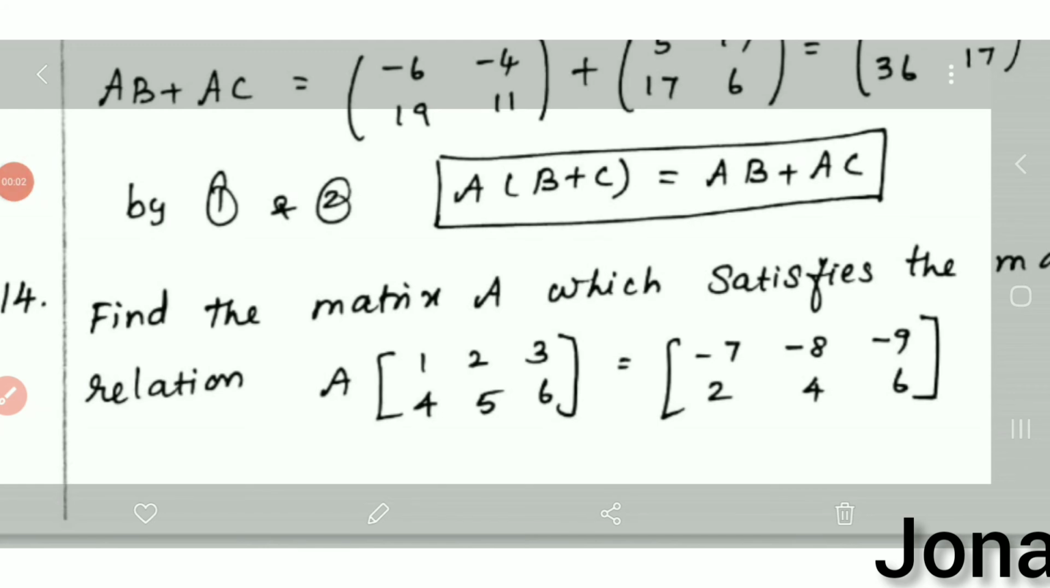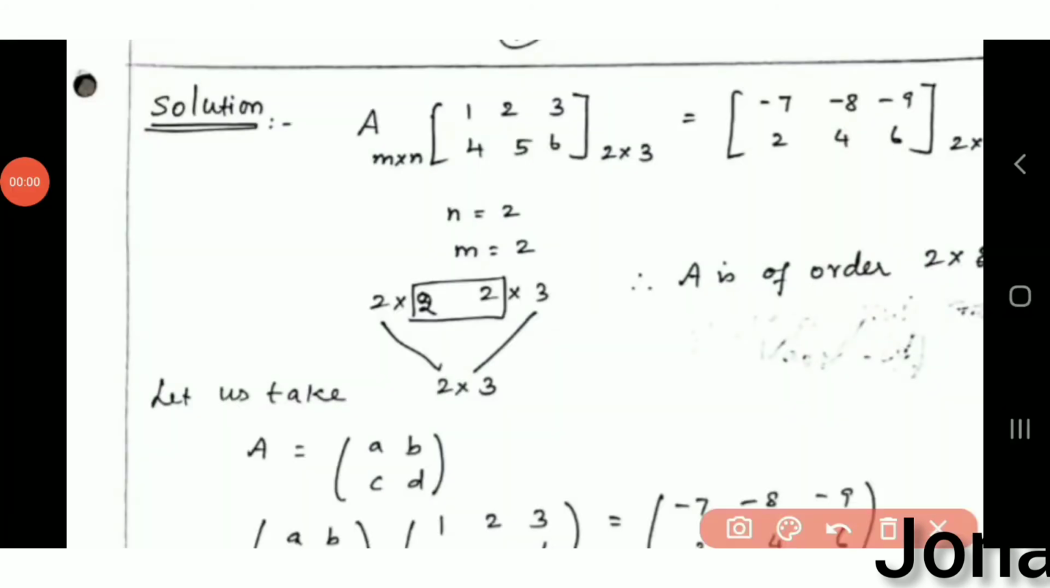14th sum. Find the matrix A which satisfies the matrix relation A into 1, 2, 3, 4, 5, 6 equal to minus 7, minus 8, minus 9, 2, 4, 6. We want to find the value of A. Here in the problem it's given A into this 1, 2, 3, 4, 5, 6 equal to minus 7, minus 8, minus 9, 2, 4, 6.